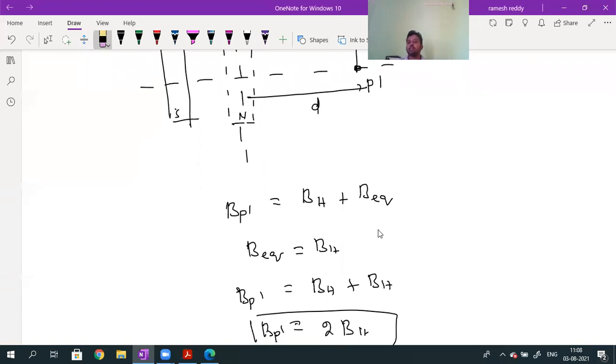Closing the chart box, let me continue. If you are still having doubts, I will take one more case also.